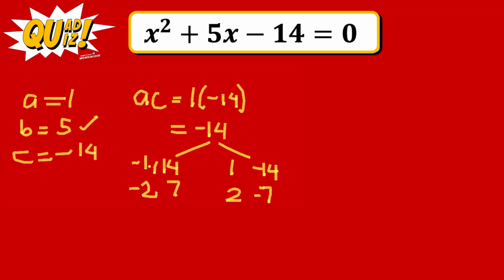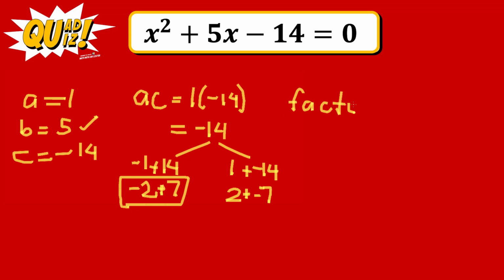In short, if we add this pair, this pair, and this pair, which of these will result to +5? We have actually this pair, the -2 and +7. -2 times 7 is -14, and -2 plus 7 gives you +5. With this, we are sure now that the quadratic trinomial here is factorable. Again, if we cannot find any pair that satisfies the condition, this means it is not factorable. And since this is factorable, let's proceed to factoring.